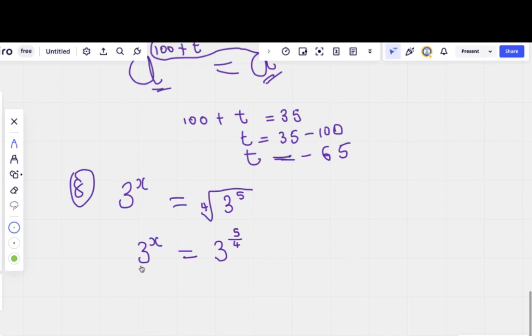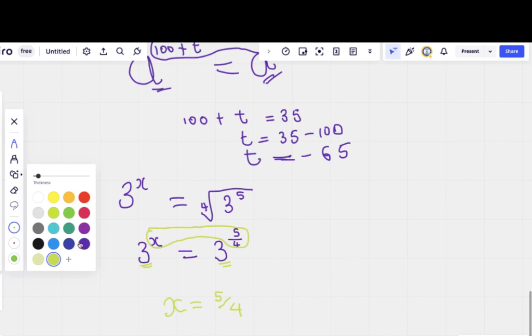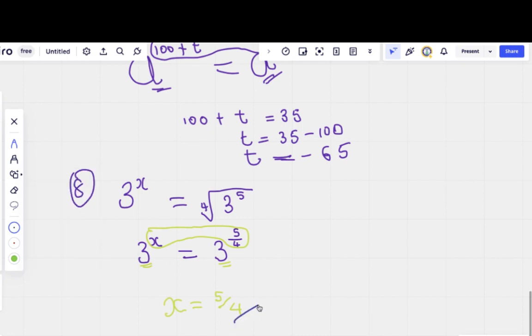Yes. Okay. What is familiar is that now they have the same base. So, like we always say, once they have the same base, we equate the power. So we just say x equal to 5 over 4. X equal to 5 over 4. That's it. Is it okay? Yes. Okay, great. Now let's try another one.